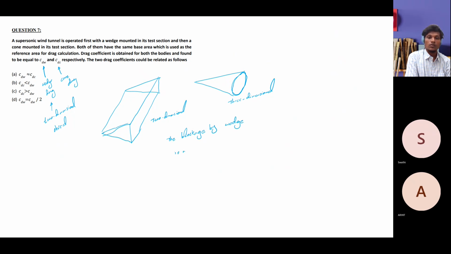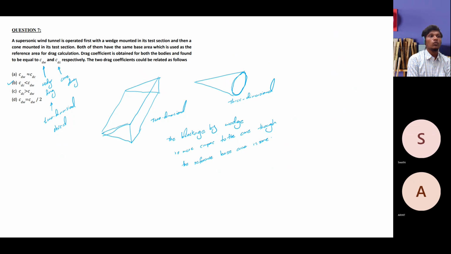The wedge is more compared to the cone, though the reference base area is same. So your wedge drag is greater than your cone drag. So this is the suitable option for this. I have to mention one more point here.